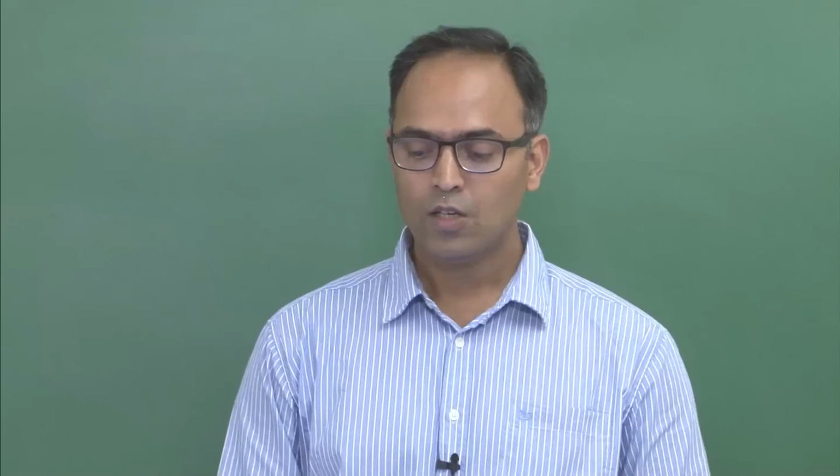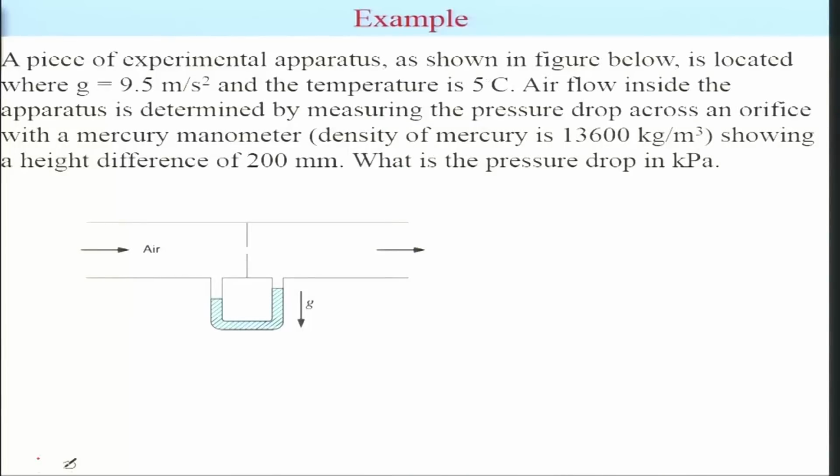Okay, so we can end this lecture by doing an example. So you have a piece of experimental apparatus as shown in the figure, where air is passing, and we are using g equal to 9.8, and the temperature is 5 degrees Celsius. Air flows through the apparatus, and there is an orifice. This is your orifice, and we want to find out the pressure drop across the orifice.